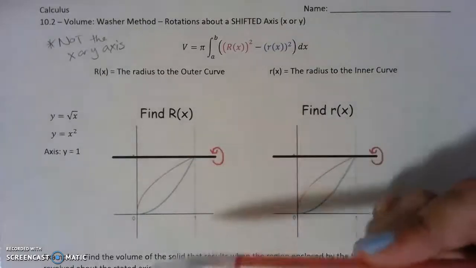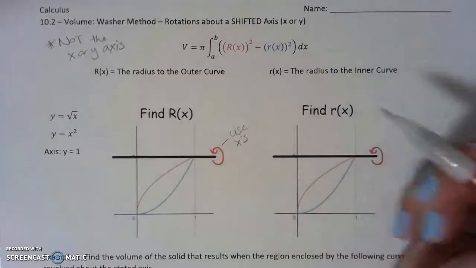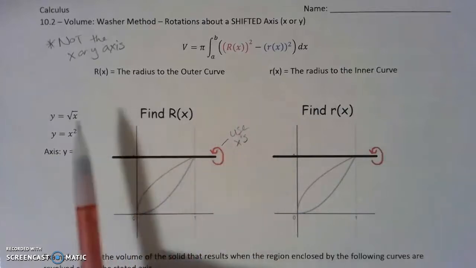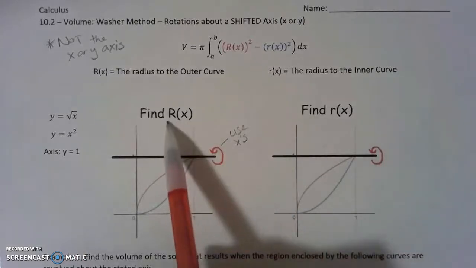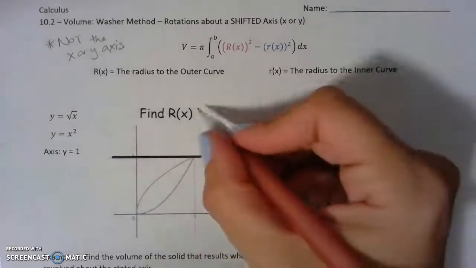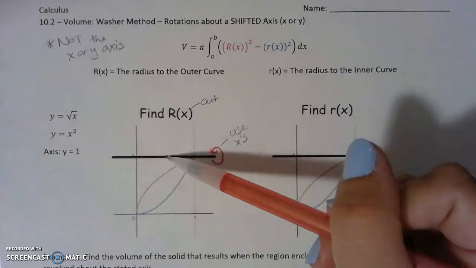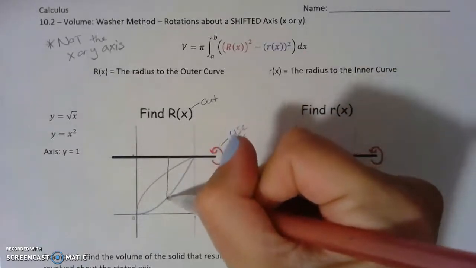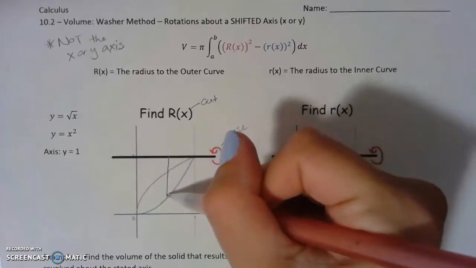Because it's a horizontal rotation, this means we use the x's. If it was a vertical rotation, remember that would mean we need to use y's, which means we'd have to change our equation. We'll look at that later. When we are finding big R of x, remember this is the radius to the outside curve, so from the axis in which you're rotating to the outside curve. That means from here all the way to here. This is what R of x equals.